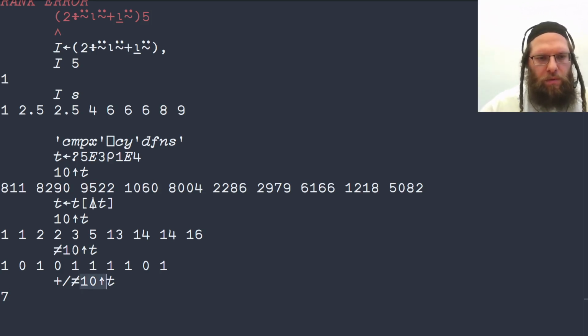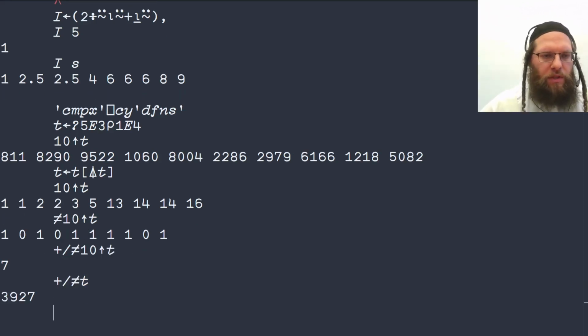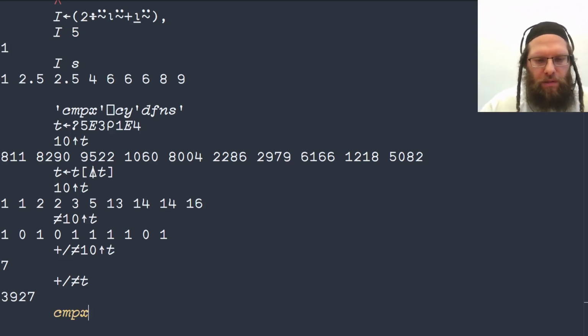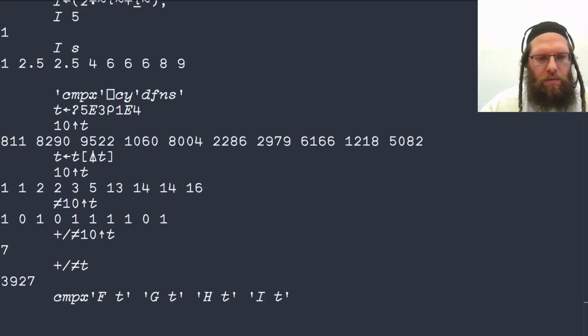And what about the whole big collection? We can see that there are about 4,000 unique numbers out of the 5,000. So there are some duplicates here and there. And they're all in the range 1 to 10,000. Now we can write CMPX, F on T, G on T, H on T, and I on T. And we let it run for a little while. It will apply the functions many times to get an average of the execution speed.